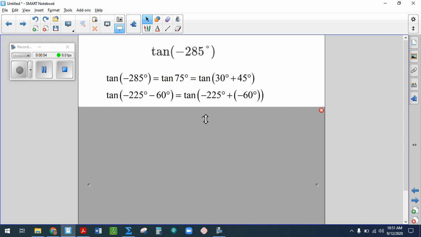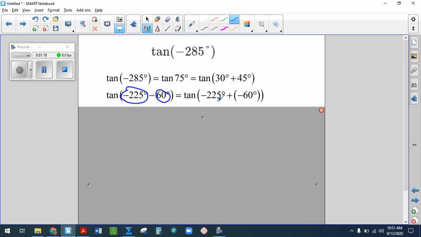Here's just another example. There's a lot of different ones you could do, but you could have done negative 225 minus 60. The reason I wanted to show you this one is because some people used something like this with subtraction, but you have to be very careful that you don't make a mistake when you do your symbols then. This is technically a tangent of a negative angle subtracting tangent of a positive angle.